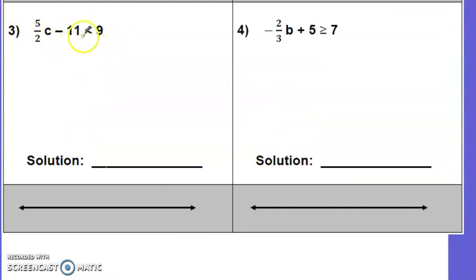Moving on to question number 3. With question number 3, we're still going to do the same thing. We're going to look at our variable, which we see 5 over 2. Is that positive or negative? That is positive. So we do not change the inequality. We leave it alone. So we're going to add 11 to both sides.